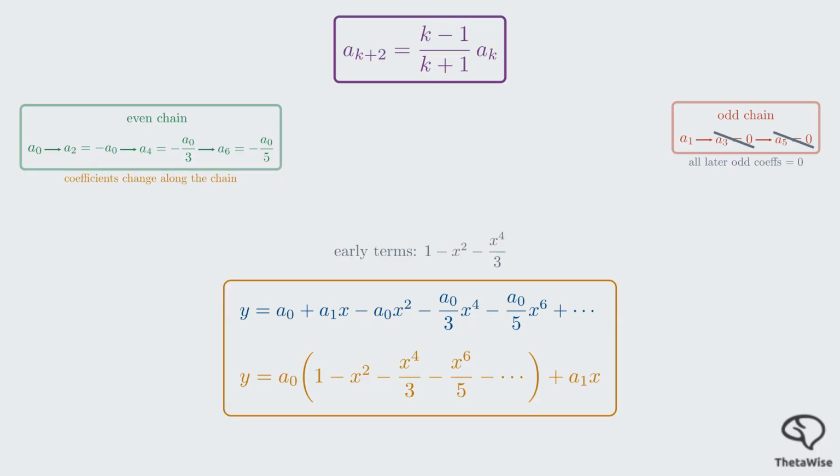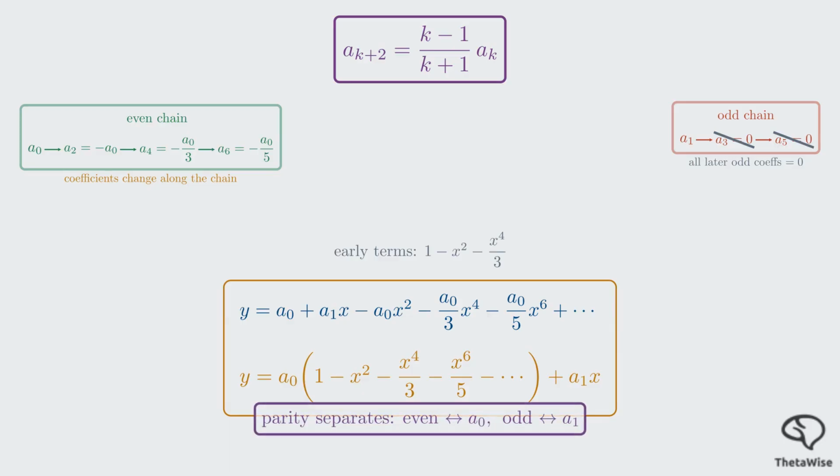The important structural lesson is that the recurrence separates parity. Even powers depend on a sub 0 and odd powers depend on a sub 1.